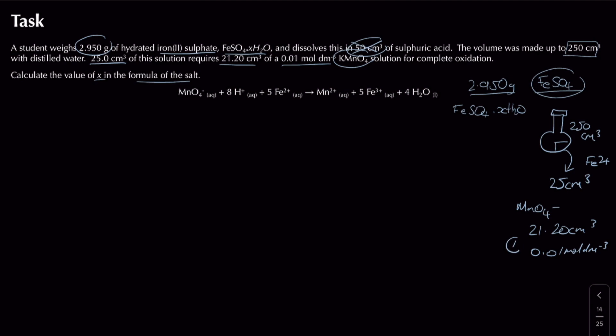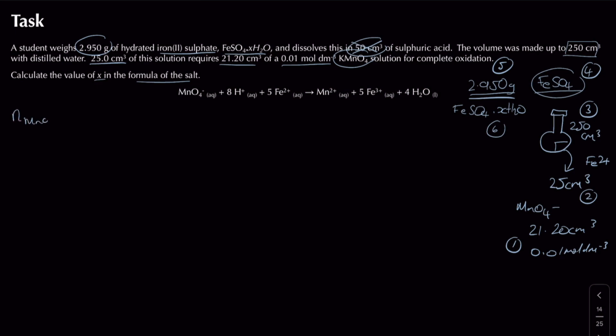So the first thing to do is to find the moles of manganate in 21.20 centimeters cubed, then find the moles of iron 2+ in 25 centimeters cubed, then find the moles of iron 2+ in 250 centimeters cubed, and then we're going to find the mass of iron sulfate itself, which is step 4. Work out the difference between the mass that we've calculated versus the hydrated mass over here. That's going to be step 5. And then we're going to work out the moles of water, divide by the smallest moles, just do a normal water of crystallization calculation for step 6 itself.